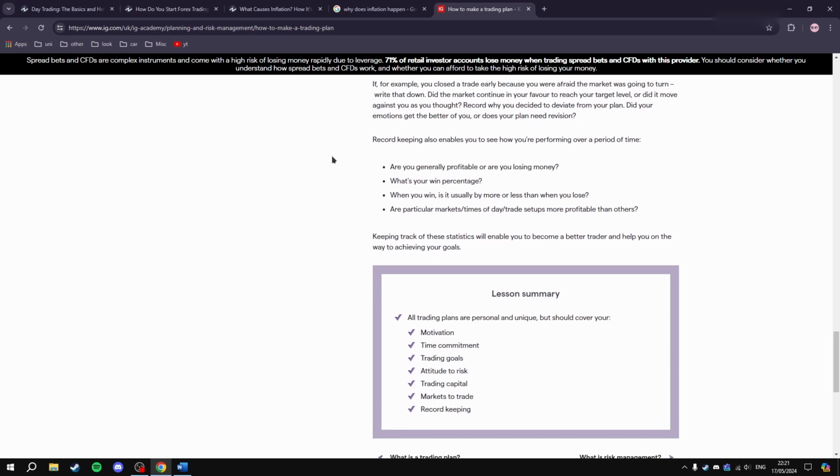If, for example, you closed the trade early because you were afraid the market was going to turn, write that down. Did the market continue in favor to reach your target level, or did it move against you as you thought? Record why you decided to deviate from your plan. Did your emotions get the better of you, or does your plan need revision?